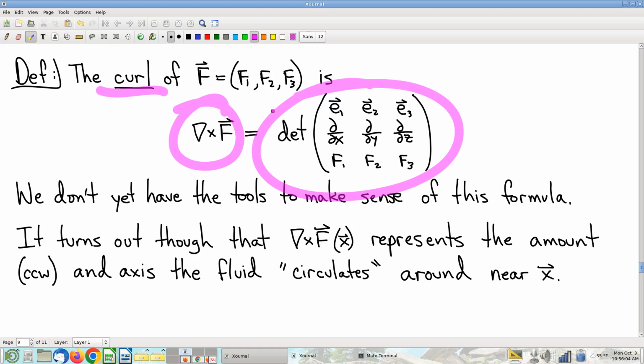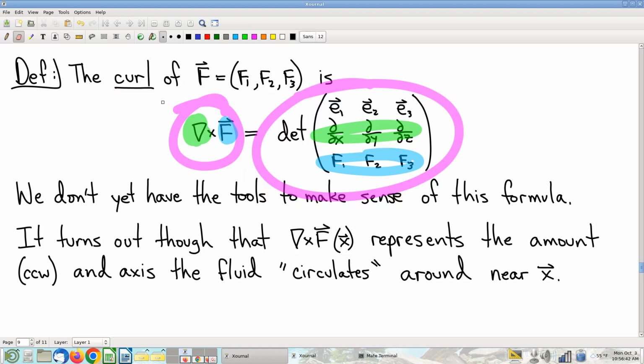Okay, so again, notice that it is making use of the del operator. Again, we're treating the del operator as if it's a vector. We are doing the cross product of the del operator with the vector field whose curl we want to take. And cross products, of course, as you know, are computed as this particular symbolic determinant. Okay, so arbitrary definition, pulling it out of thin air, no context, no tools for making sense out of it. But there it is. This is called the curl of a vector field.